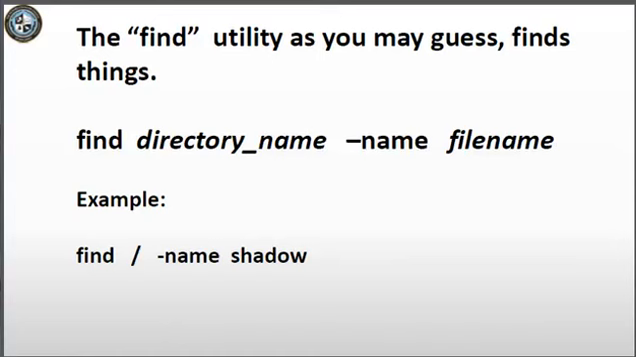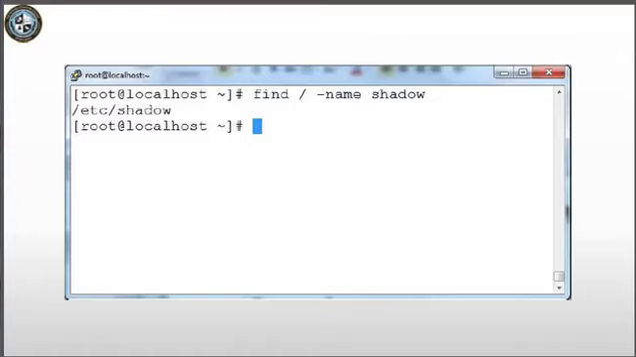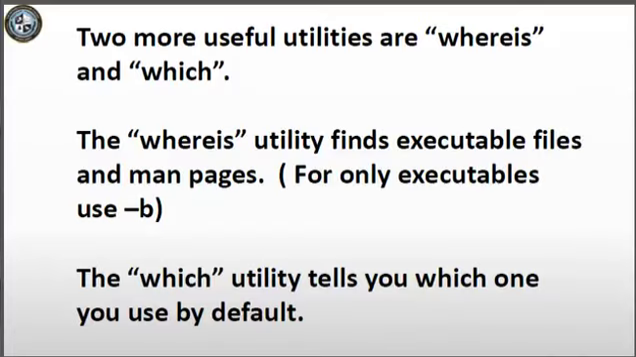If I do a whereis cat, and cat's a utility, it shows you that there's a cat in slash bin, in slash usr slash local slash bin, and there's also a cat in usr share man one. So as you can imagine, the man directory contains all the man pages. If you do whereis dash b cat, it once again finds the cat utility, this time ignoring the man pages, so it only finds the binary files.